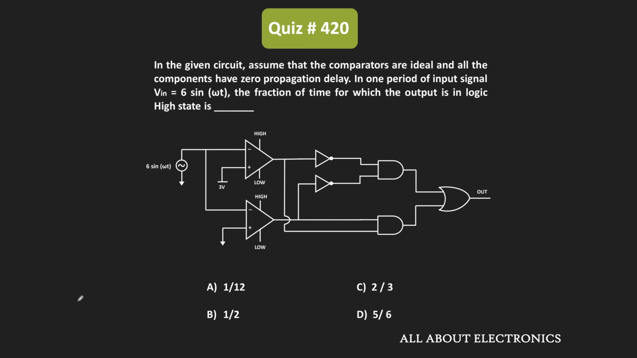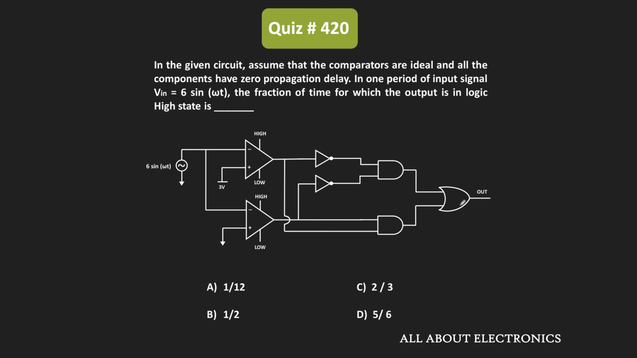So in this question, we have been given the circuit and as you can see, it consists of two comparators and a few logic gates. Here, the input signal is applied to these two comparators and, based on the input signal, these two comparators will be high for certain durations. The output of the comparators is given to this logic circuit, and based on this logic circuit, the output will be high for a certain duration.